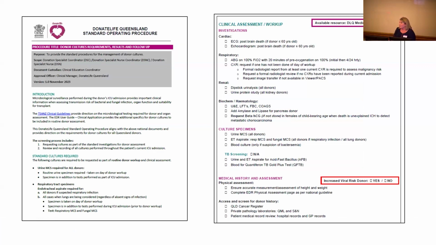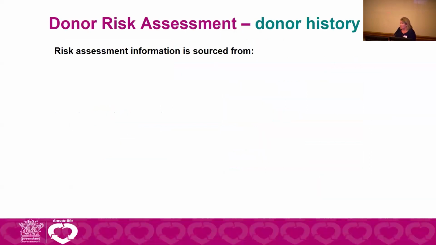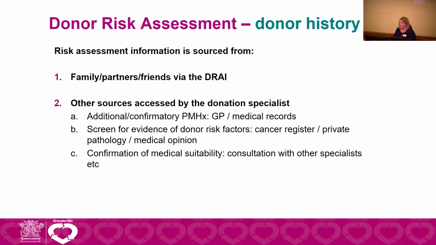We also have lots of standard operating procedures that our donor coordinators work on, particularly this one around the workup and the expectations of the tests that are performed. Once we have consent, we start by talking with the family, partners and friends to complete what we call the DRAI, the donor risk assessment interview. This interview can take as short as 30 minutes, up to a couple of hours, depending on the family and the person going on to donation.